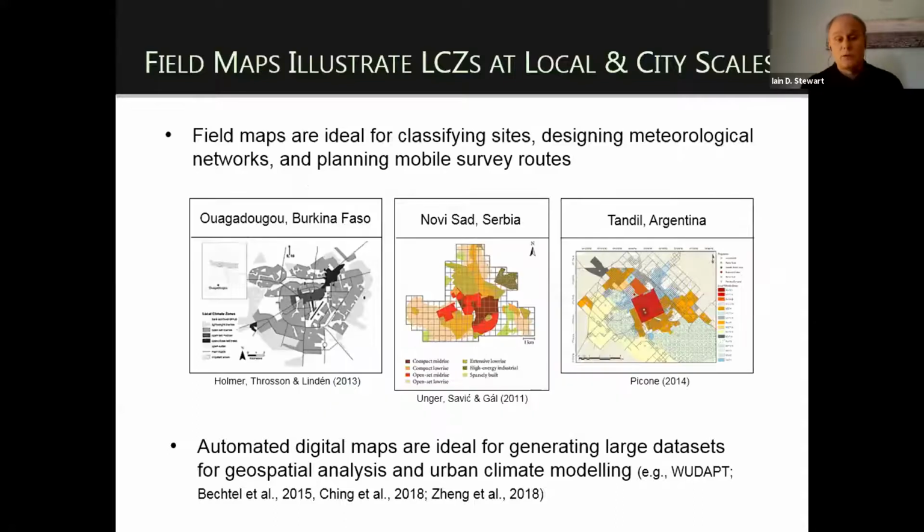Now here's a few more examples. These are a little bit larger study areas, but these are each quite small cities, so it's manageable to take a field approach or to involve field observations in sketching out quite a simple map like these. Now the automated digital maps are ideal, obviously, for much larger areas, and they're much more efficient, and they can generate data sets that are very, very valuable to doing analysis and climate modeling and so on. And we've seen some very good work coming out of WUDAPT and Benjamin Bechtel, and Matthias will give us a good look at that in a few minutes.